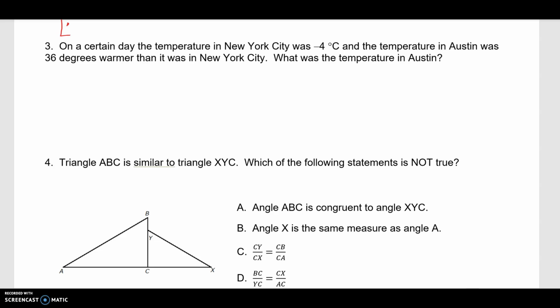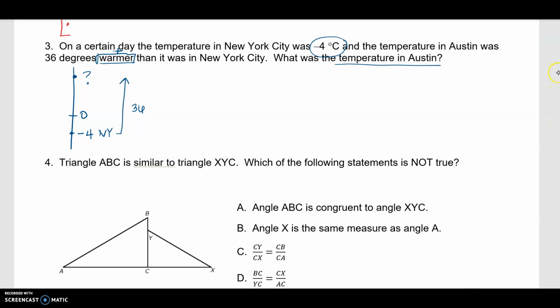Again, we have our number line for temperature. We have 0 here, and it says New York is -4 degrees. In Austin, it was 36 degrees warmer. Warmer means the temperature is going up, right? And it went up by 36 degrees. It says, what is the temperature in Austin? So we want to know this new temperature here in Austin.